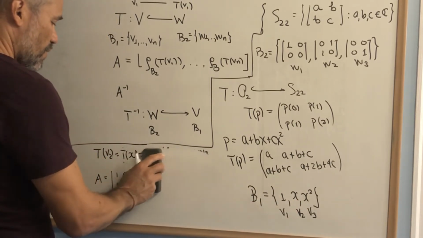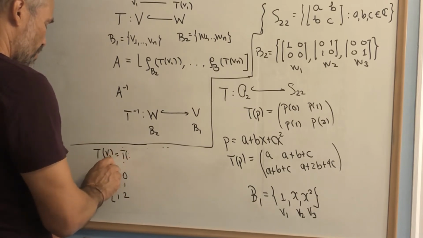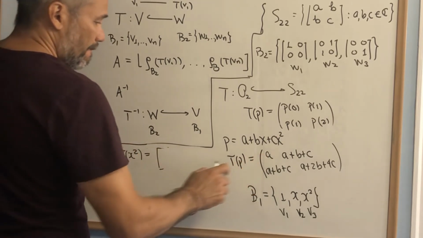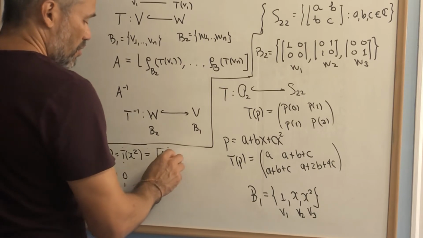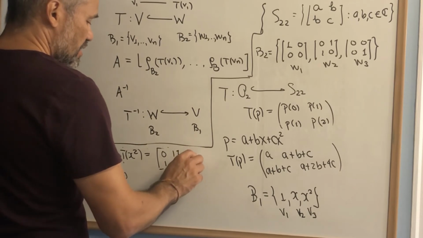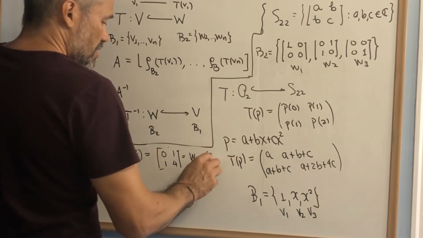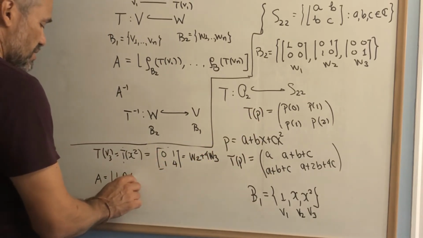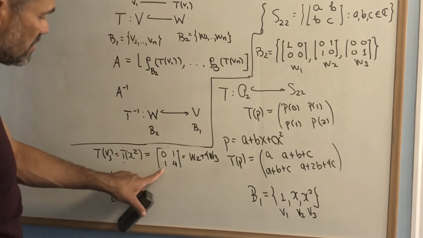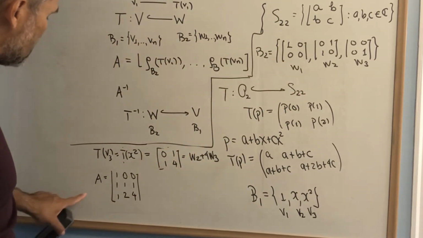Now let's compute T of b3, which is T of the polynomial x squared. We get the matrix 0, 1, 1, and 4. And this matrix is just w2 plus 4 times w3. And then we have the coordinates 0, 1, and 4. These are the coordinates of this matrix with respect to that basis. And then this is our matrix A.